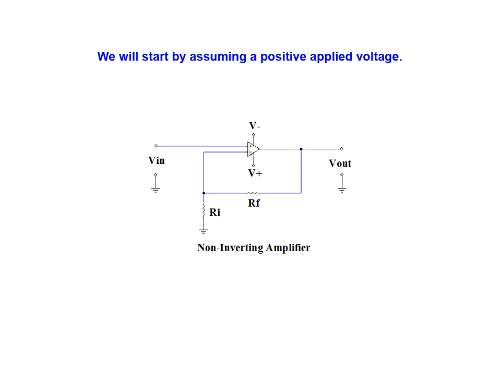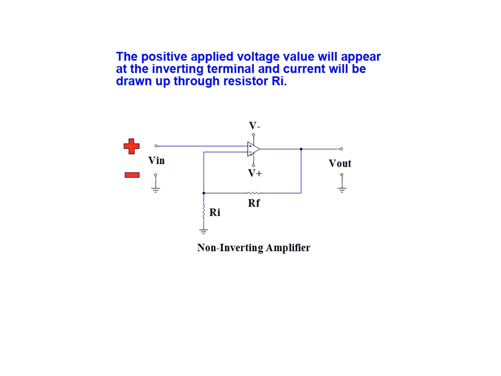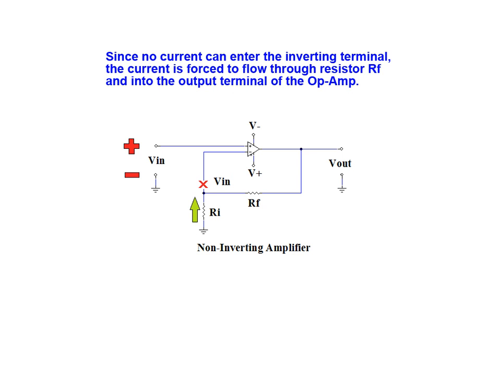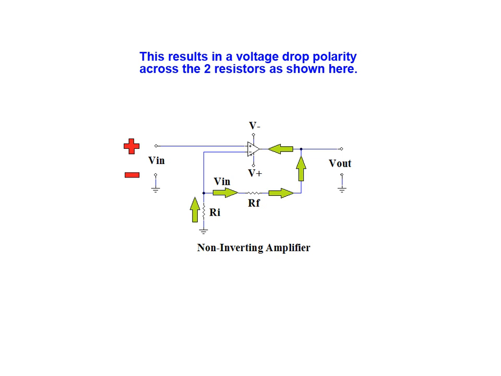We will start our examination by assuming that a positive voltage has been applied to this circuit. The positive applied voltage value will appear at the inverting terminal, and current will be drawn up through resistor Ri. Since no current can enter the inverting terminal, the current is forced to flow through resistor Rf and into the output terminal of the op-amp. This results in a voltage drop polarity across the 2 resistors as shown here.